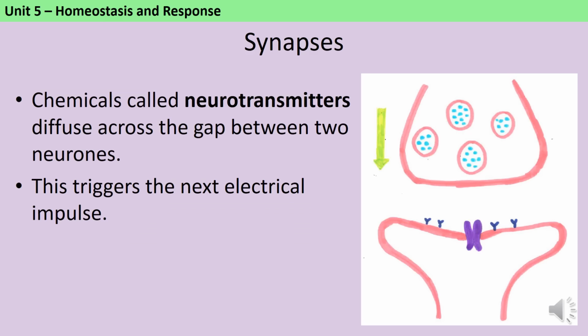Between neurons there are gaps called synapses. When an electrical impulse reaches the end of one neuron and needs to cross the synapse, a chemical called a neurotransmitter is released. This is able to diffuse across the gap and bond to the second neuron, triggering another electrical impulse.